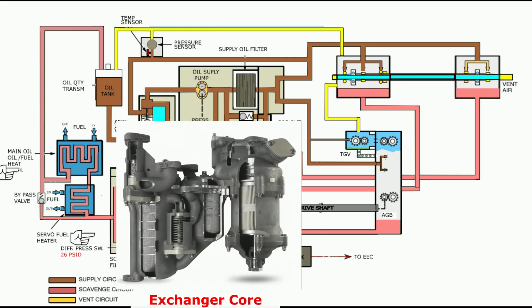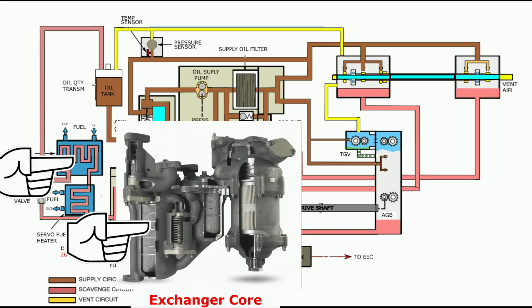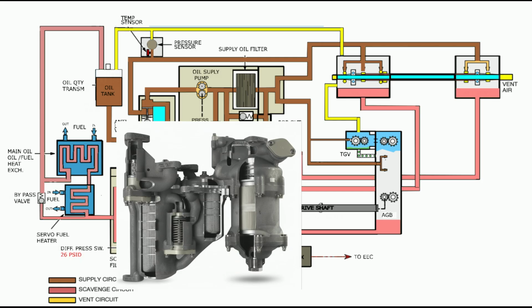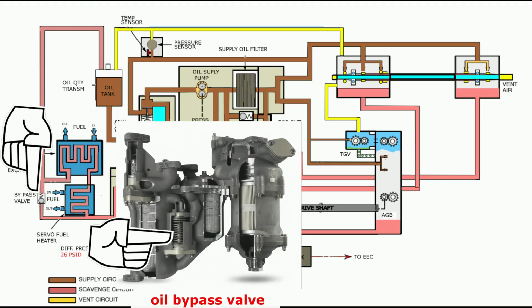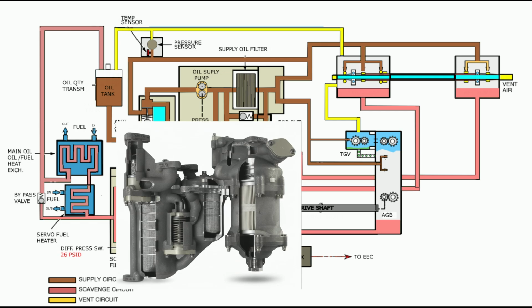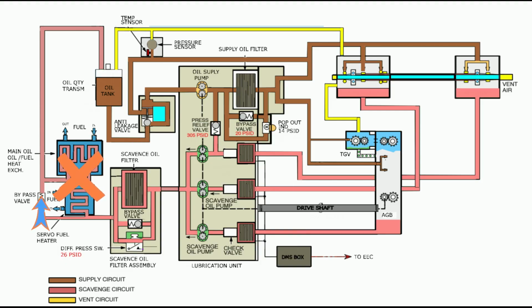Functional description. The heat exchanger core is the component where the heat exchange occurs. As the oil transfers its heat to the fuel, the oil temperature decreases. The main oil-fuel heat exchanger is equipped with an internal oil bypass valve. This bypass valve opens automatically if the heat exchanger core becomes clogged or restricted. This ensures that oil flow continues through the system by bypassing the core, preventing a total loss of lubrication.